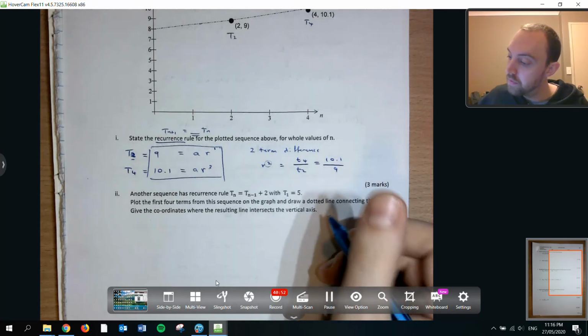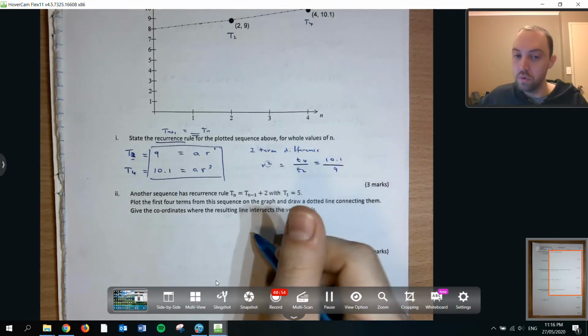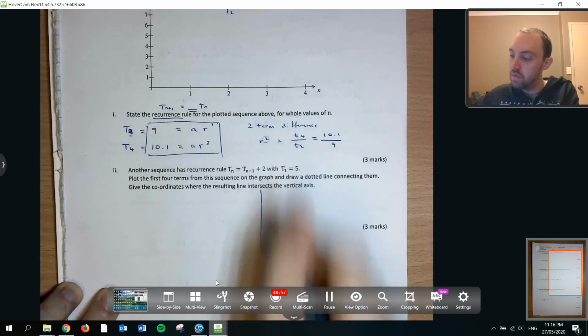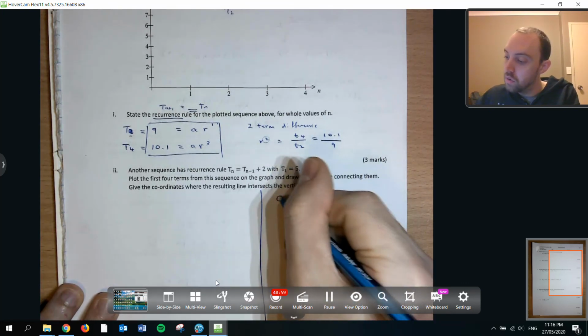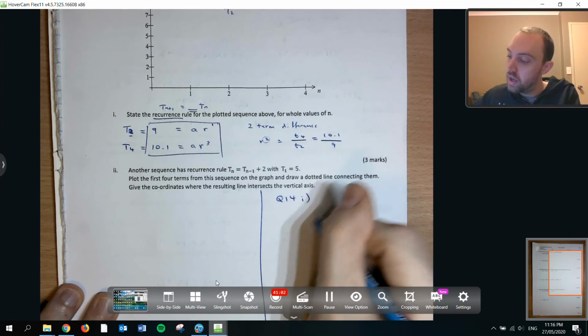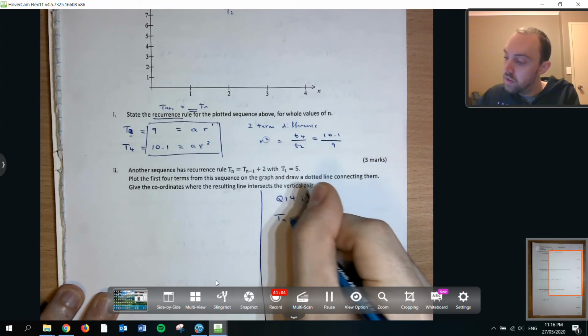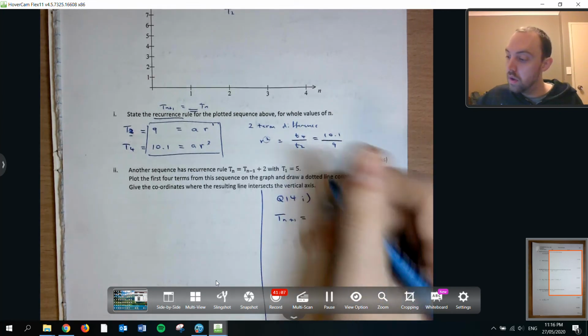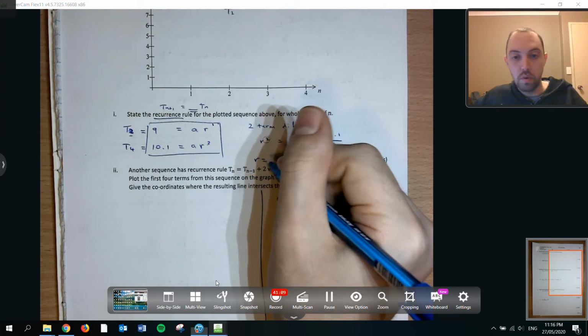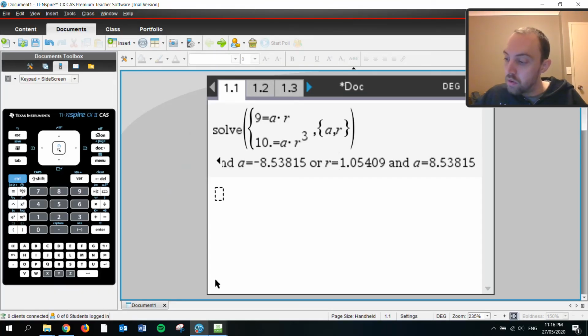Alright. We need, and I'll do it down here because I've run out of room there. This is still part I. Our recurrence rule is Tn plus 1 is equal to, we know that R is equal to plus or minus 1.05. I'll just go to 2 decimal places. You could probably go to more. And we know that A is equal to plus or minus 8.53.